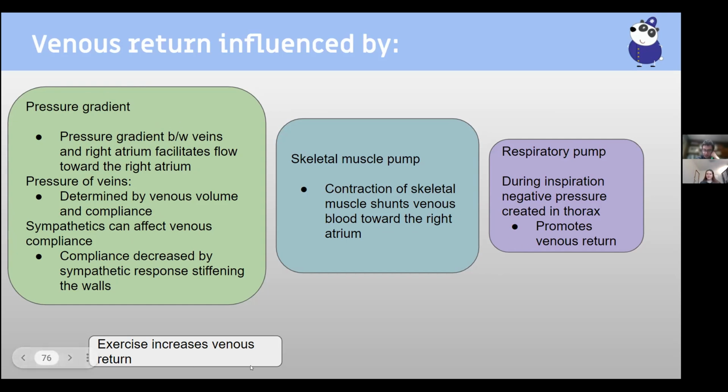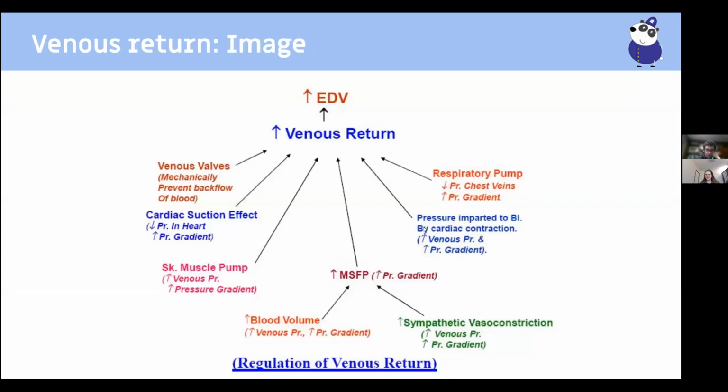Remember, exercise always increases venous return, and that allows you to have an increased cardiac output during exercise. This is just a summary of the skeletal muscle pump, respiratory pump, and vasoconstriction, which determines compliance. Not super high yield, I just thought I'd put in an image.